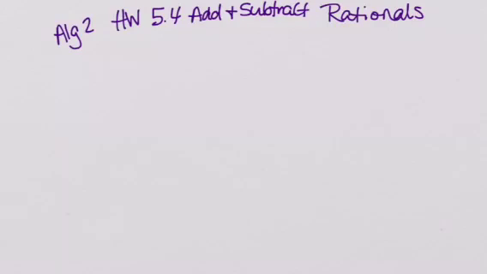Okay, tonight's homework is 5.4, adding and subtracting rationals. I'm going to do number 7 for you, just because I think maybe he looks a little bit different, but he probably will turn out to be the same. So let's see what happens with him.